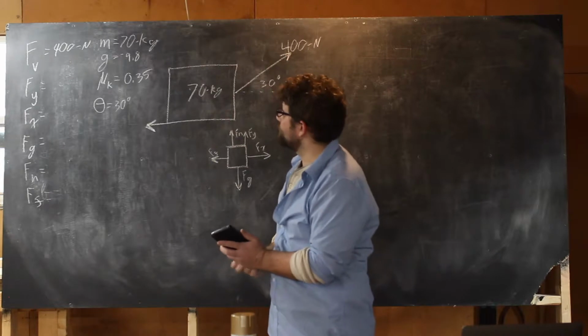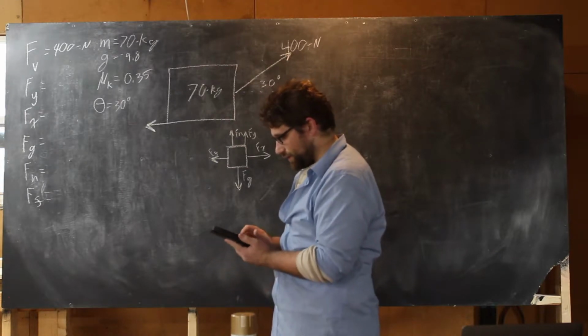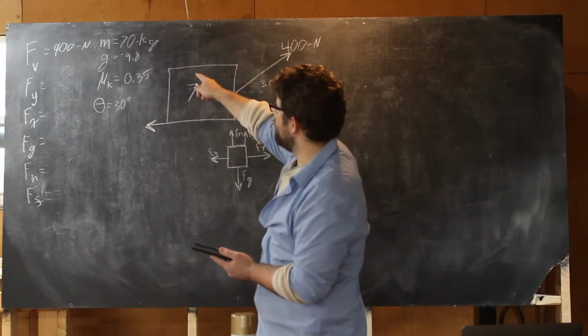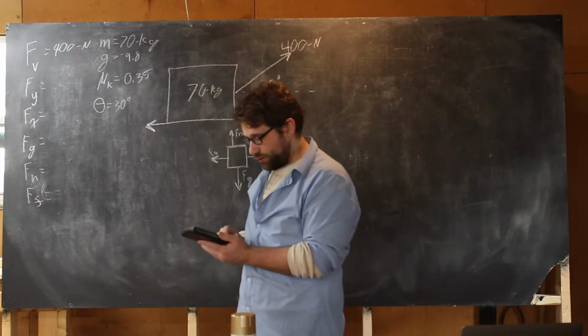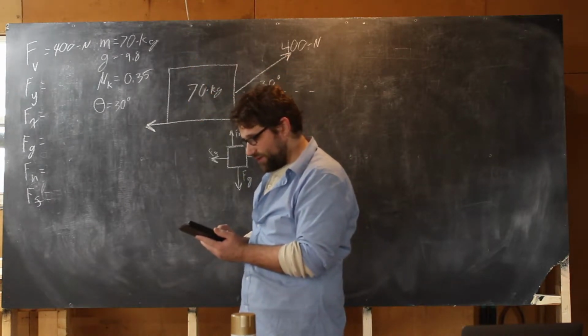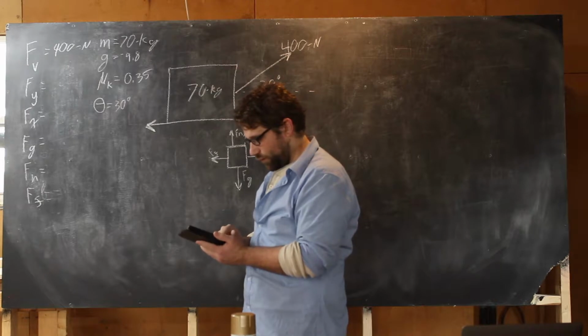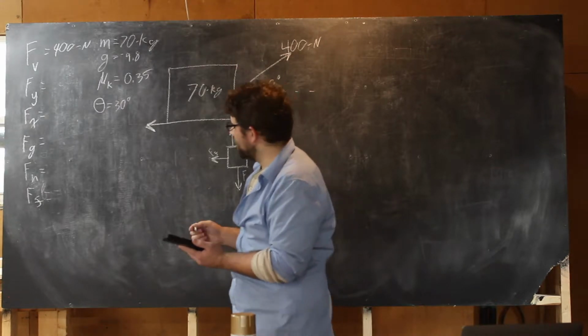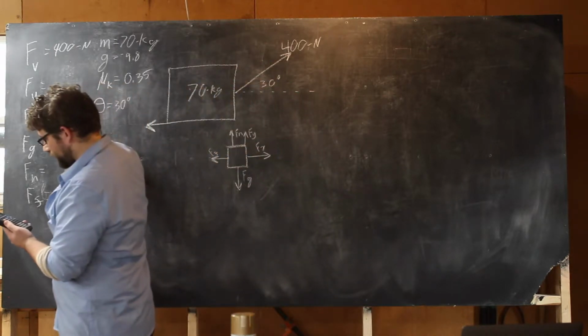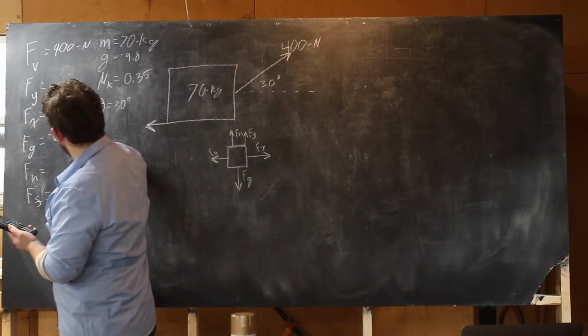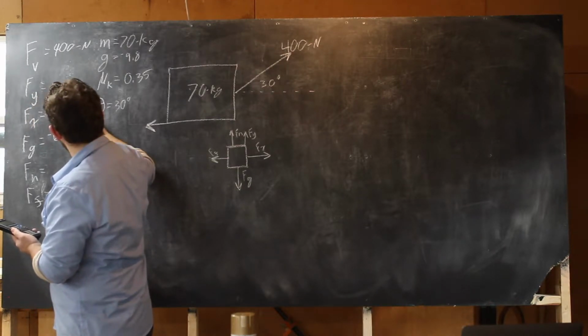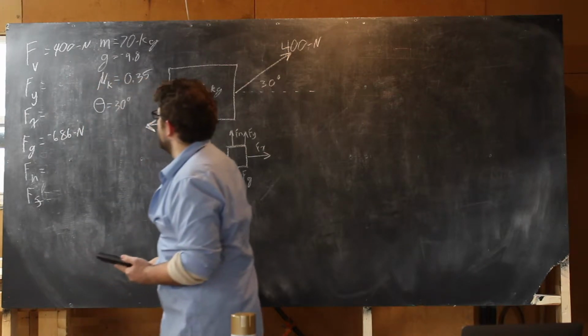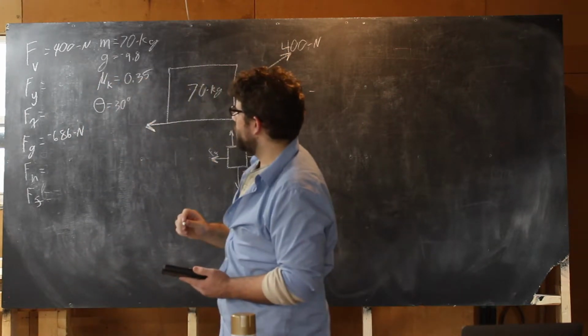Starting with the force of gravity, because that's the easiest one to do. So force of gravity is going to be mass times the acceleration due to gravity. So that's going to be 70 times a negative 9.8. I can't use my calculator and talk at the same time, apparently. So that's going to give me a negative 686 newtons. Excellent. Next, let's find our force in y and our force in x.